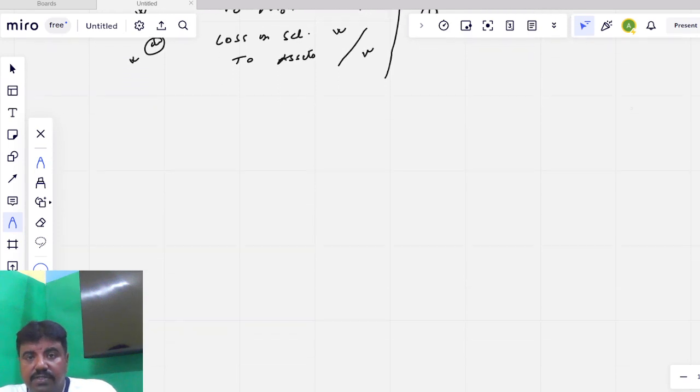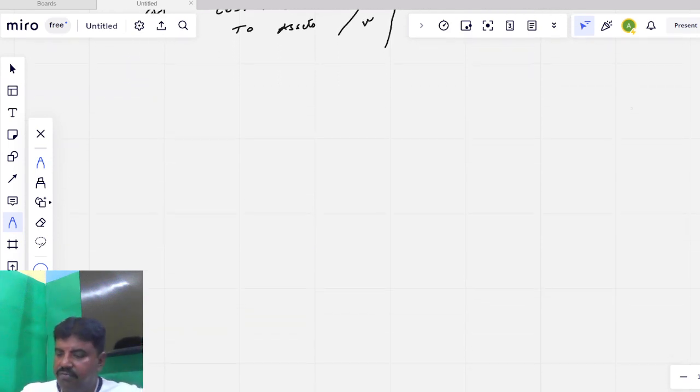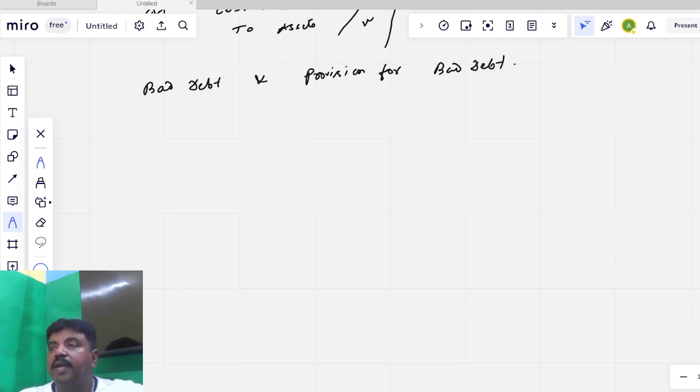Next part, what I will discuss. Students are often confused. That is bad debt and provision for bad debt. First, I will explain the meaning of these two terms. What is bad debt? What is provision for bad debt? Then its accounting. Bad debt is basically the irrecoverable portion of debtors.